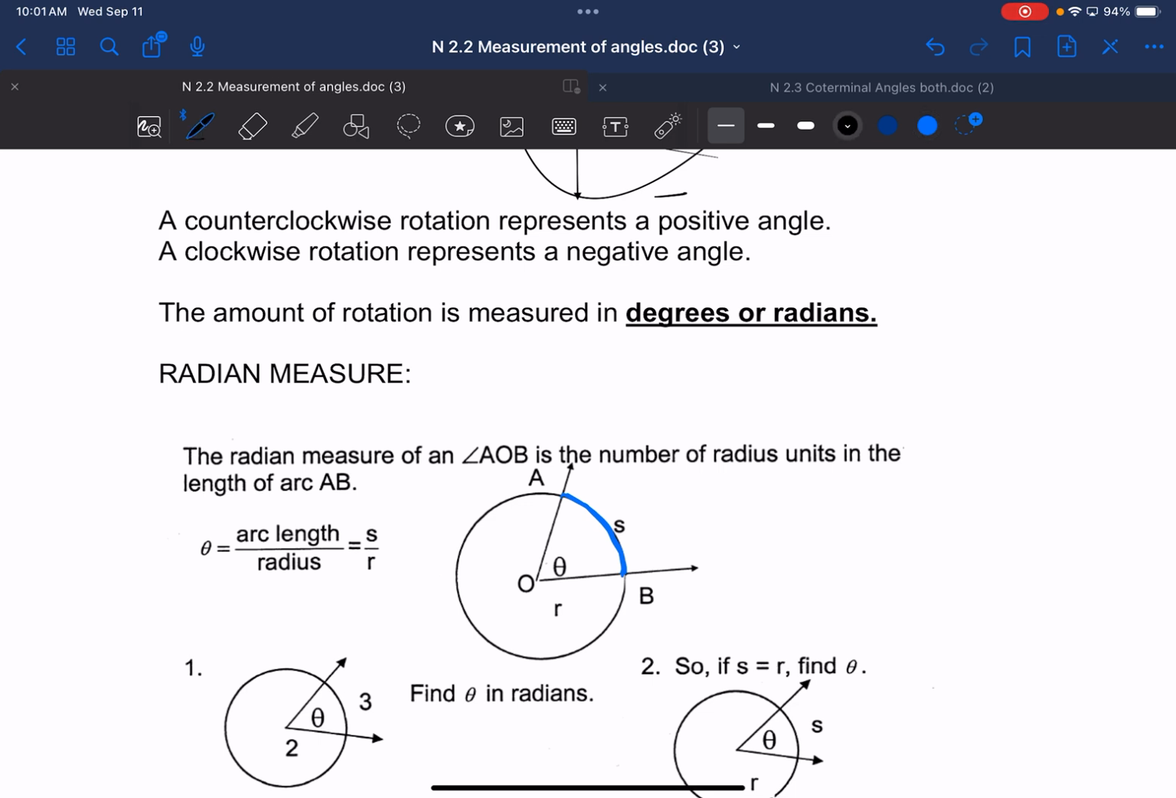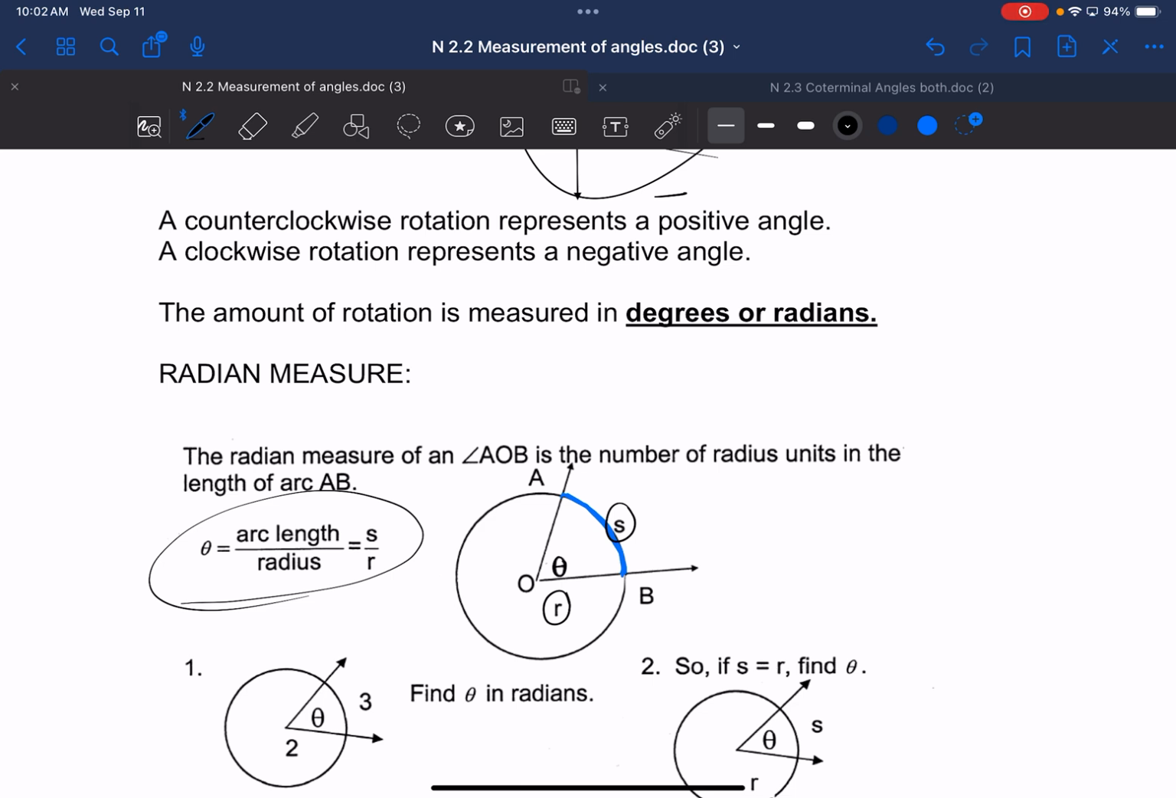It says you can find that using this formula. So your angle, theta, right here, normally some degrees, right, is equal to your arc length, which is the letter S, represents arc length, over your radius, which is represented by the letter R.